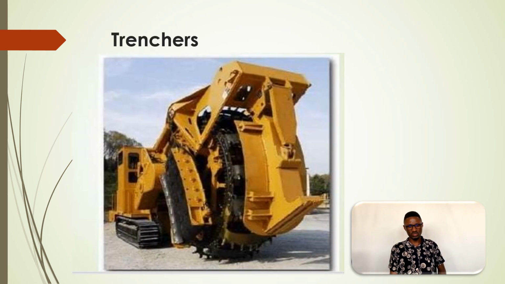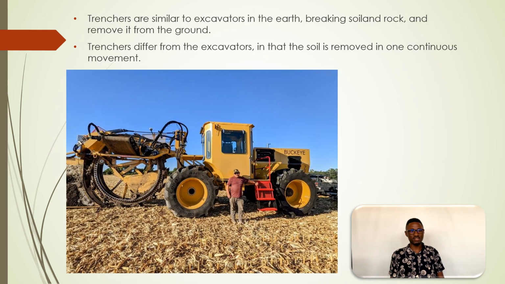The other equipment we looked at, and the last equipment, was the trencher. As you can hear from the word trench, it is simply used in making trenches. Trenchers are similar to excavators in breaking earth, soil and rock and removing it from the ground. Trenchers differ from excavators in that the soil is removed in one continuous movement. For example, the equipment below is also known as a trencher.